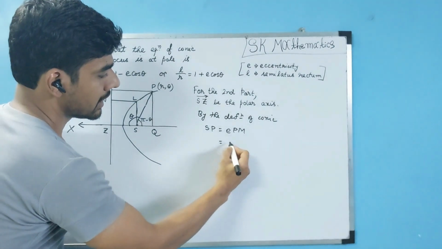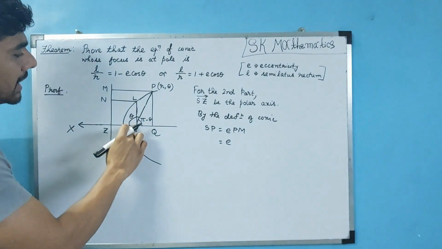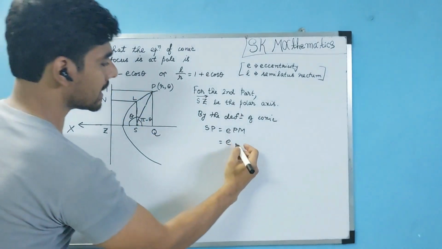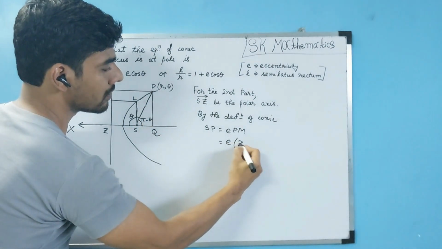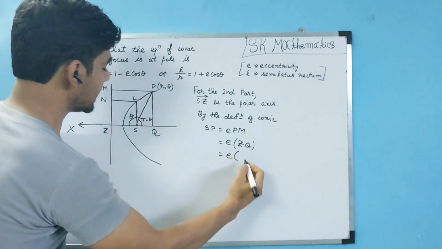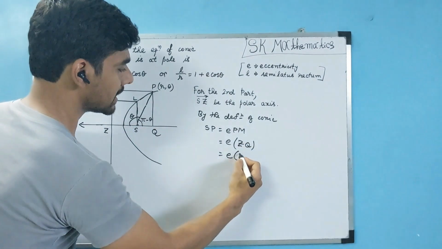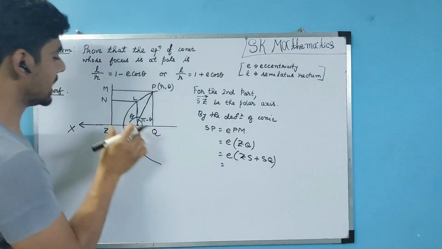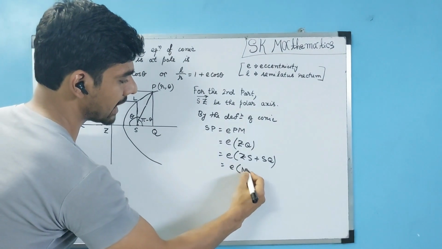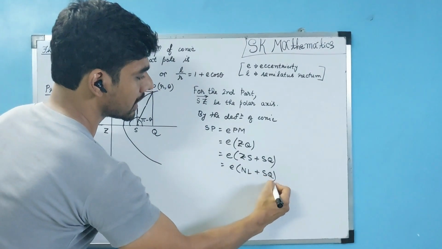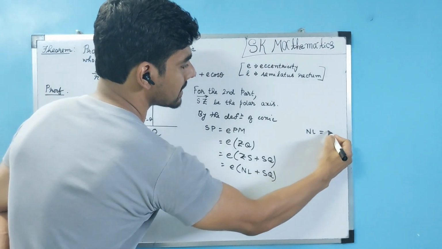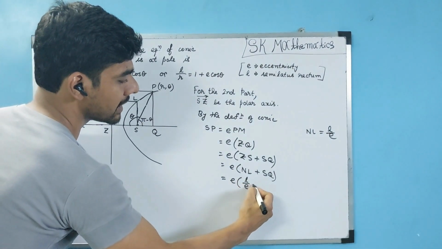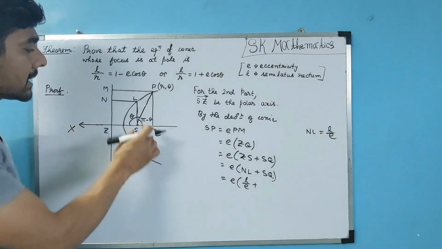Now, as for the previous part, SP equal to e PM. Now PM we break as ZQ. Now ZQ equal to, similar to the first part, ZS plus SQ. Now ZS equal to NL, same as before. Now NL equal to L by e, same as before. Now for the rest, the SQ part.